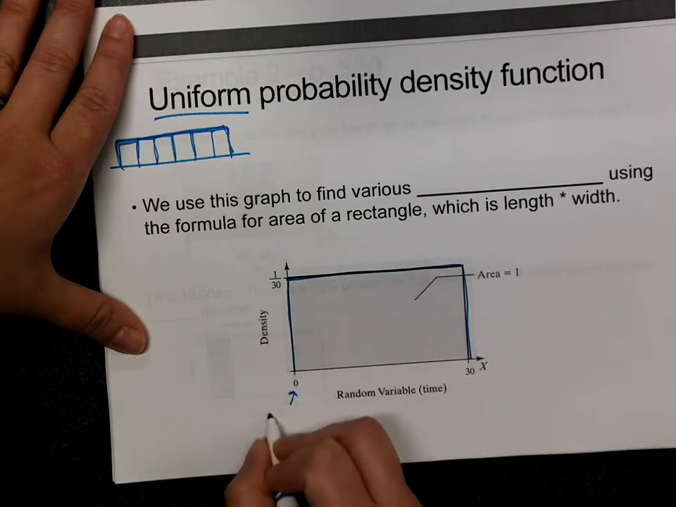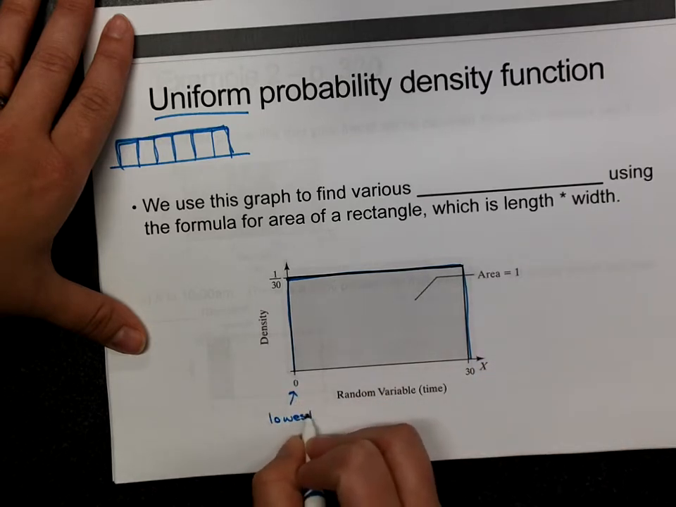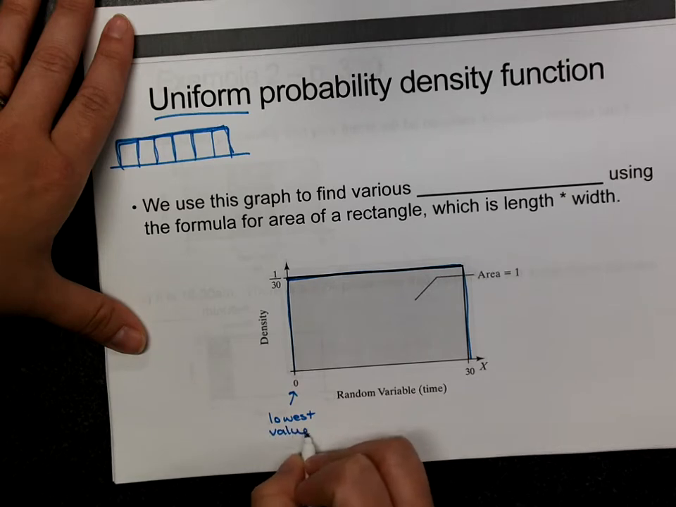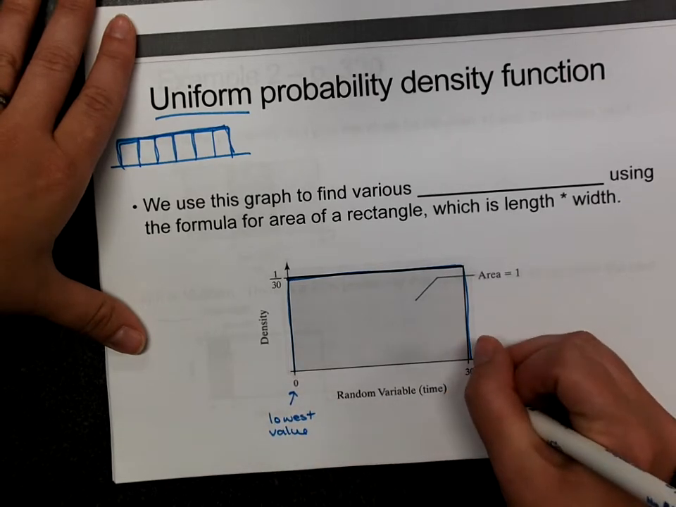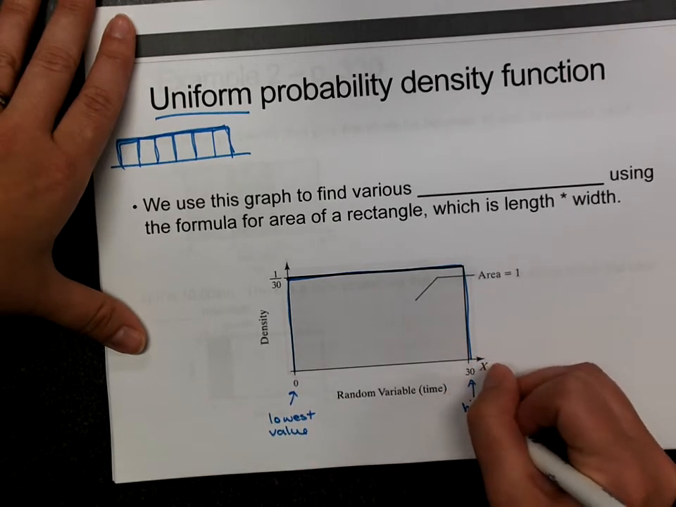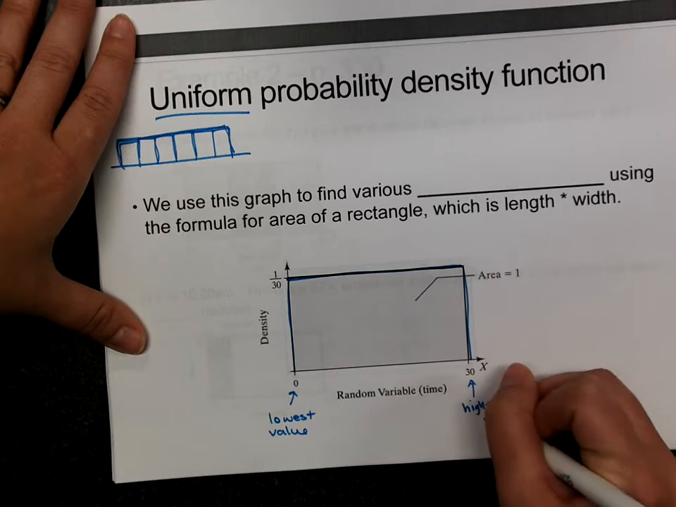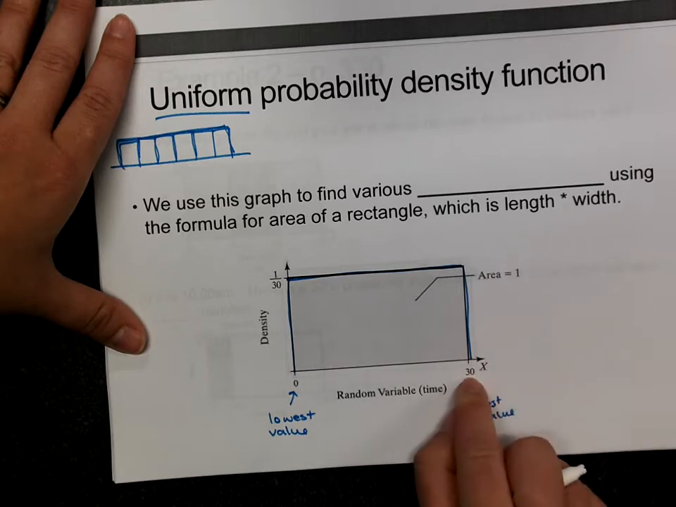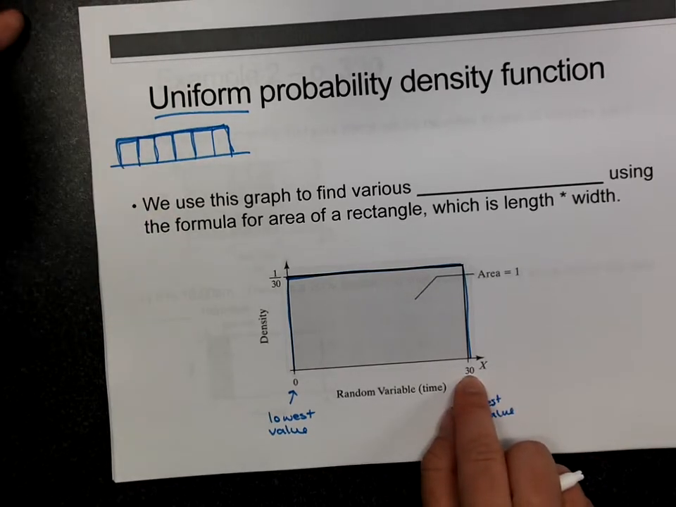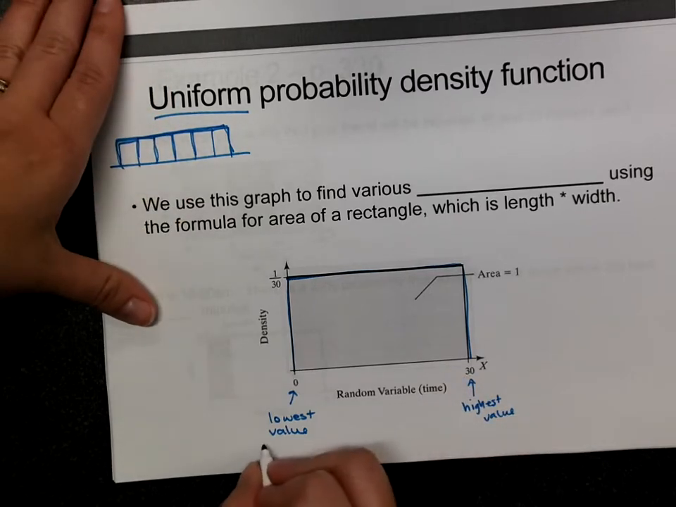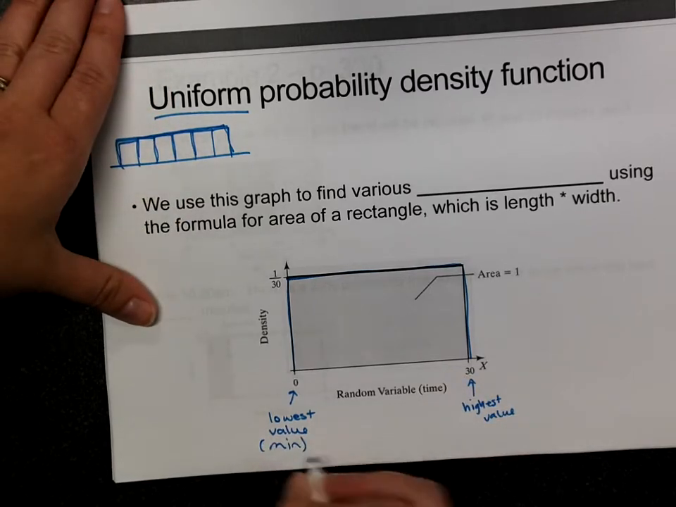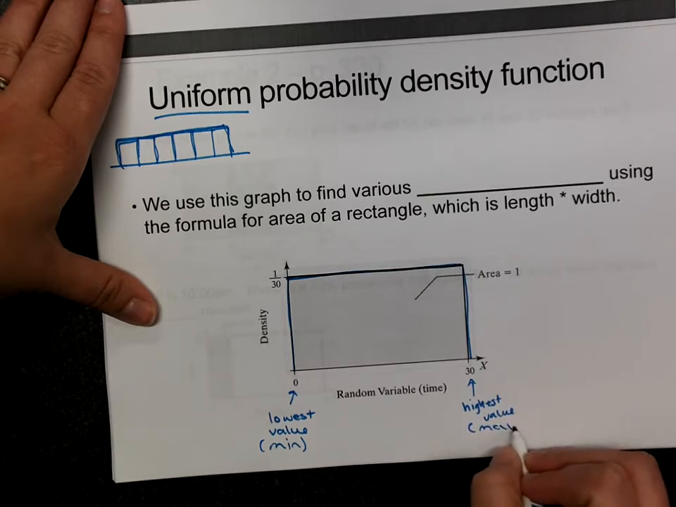The lowest value goes at the edge. That's not always a 0, it could be a 5, a 10, or whatever. The lowest value goes here, and then the highest value goes at the end. It won't always be a 30. The 30 is just this example. It could be a 10, a 20, a 500, whatever it is. So remember, we call the lowest value the minimum and the highest value the maximum.